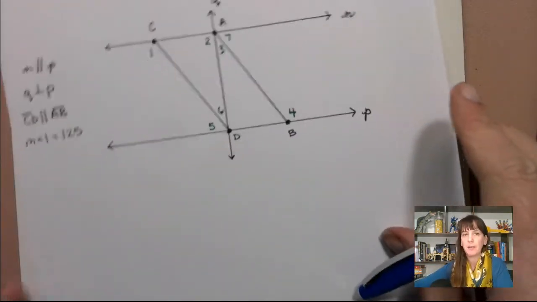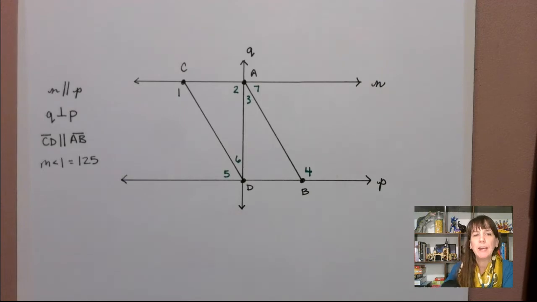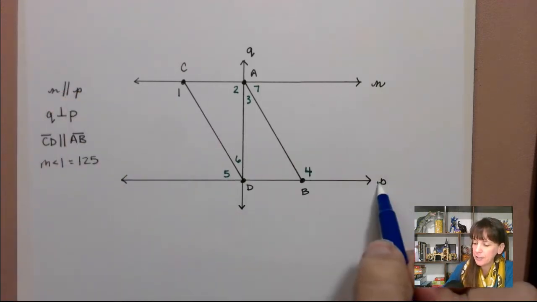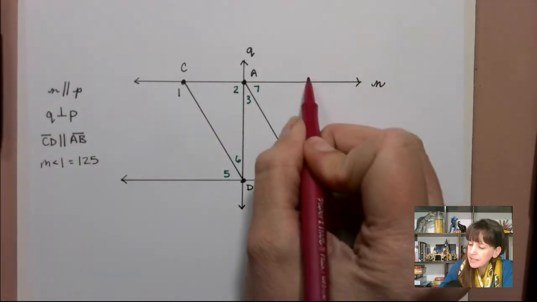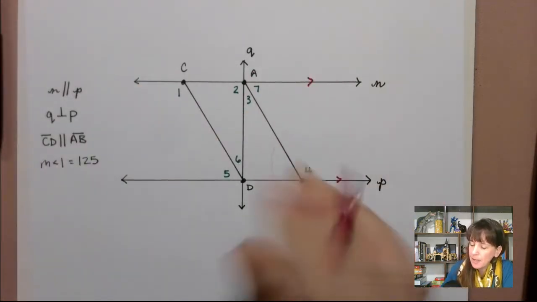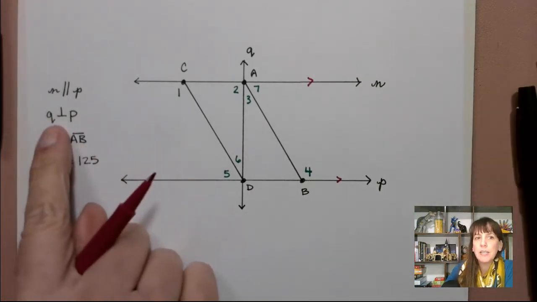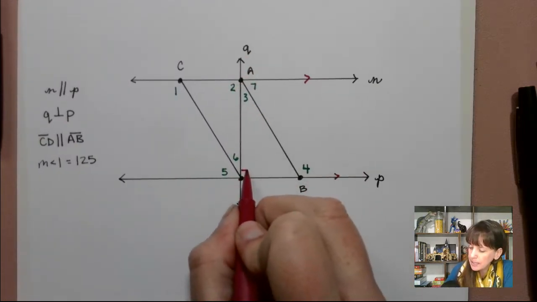The first thing that we are going to do is talk about this guy right here. Okay, so we know that N is parallel to P. So here's N, here's P. I'm going to use a little bit of red so that you can see this. N is parallel to P, and then we know that Q is perpendicular to P. So that means Q here is perpendicular to P, which means it creates a 90-degree angle.